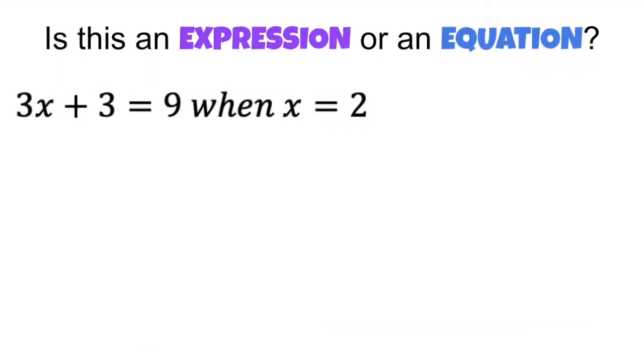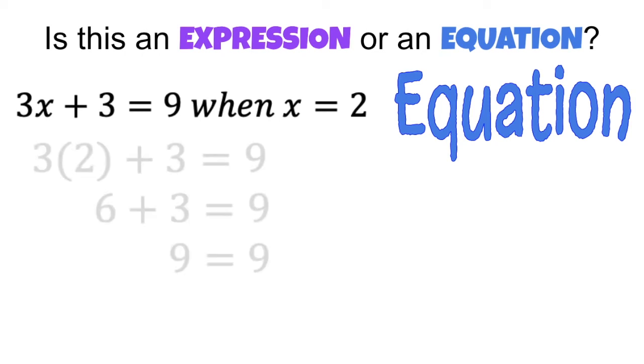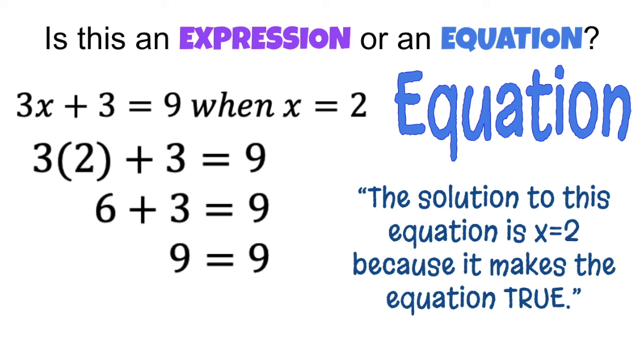Is this an expression or an equation? This is an equation because now we're given 3x plus 3 equals 9 when x equals 2. So now we're asked to figure out, wait a minute, is 2 the solution here? Well, let's plug it in. 3 times 2 is 6, and 6 plus 3 is 9. So we would say that the solution to this equation is x equals 2 because it makes the equation true.